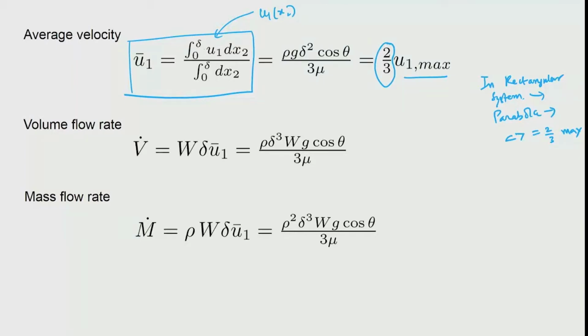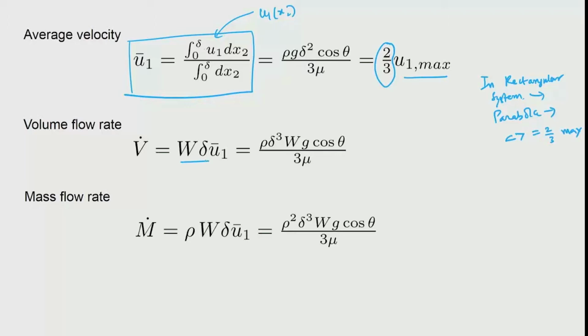The volumetric flow rate is available when we look at the cross sectional area through which the flow is happening. This is the thickness of the liquid film, and this is the width, the z direction width of the plate. Through that area you have the velocity, and therefore the volumetric flow rate is given by this expression, which you can substitute and see that the delta comes as a cube here.